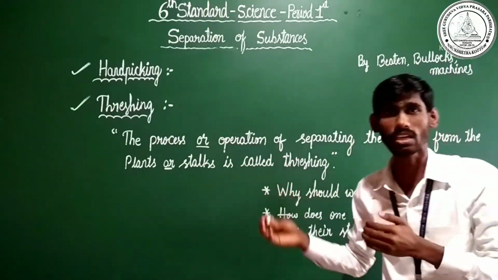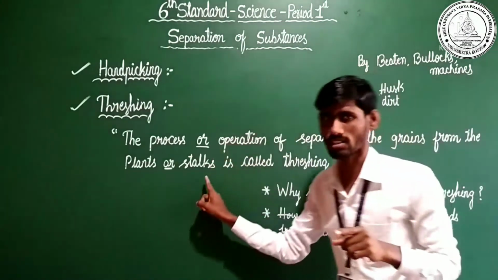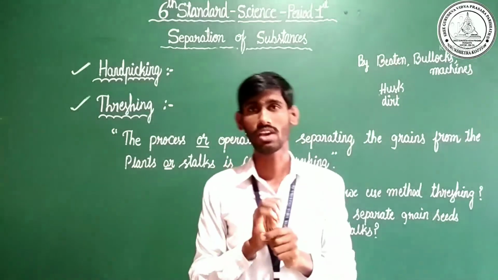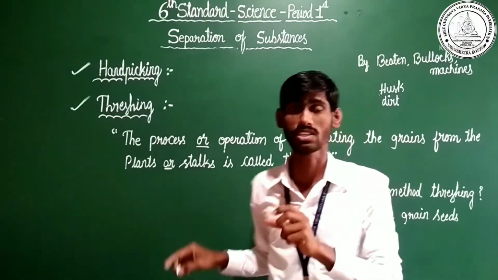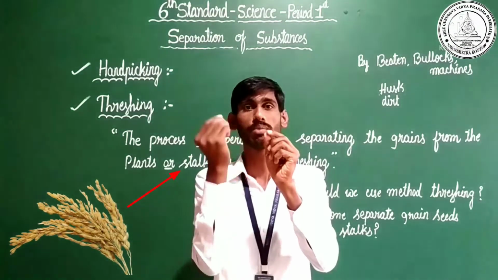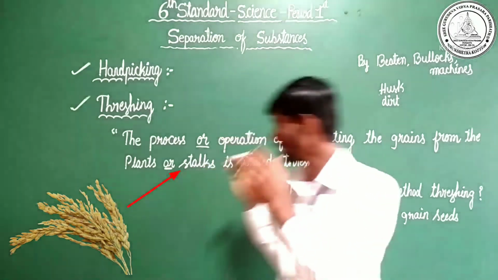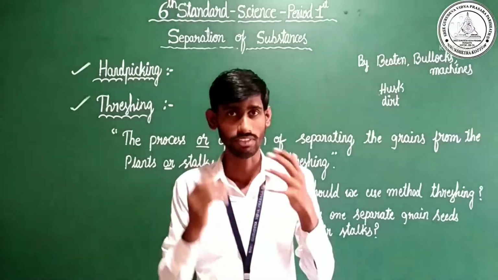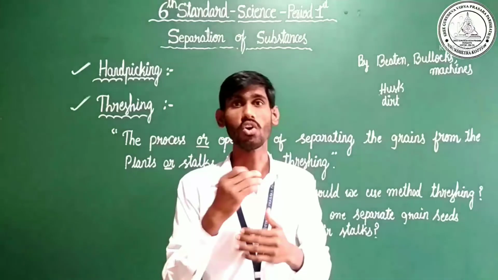What happens in this process? The grains are separated from the stalks of the plants. This is the process of threshing. What is the meaning of stalks? The stalk is the layer that covers the seed. This process happens after harvesting.